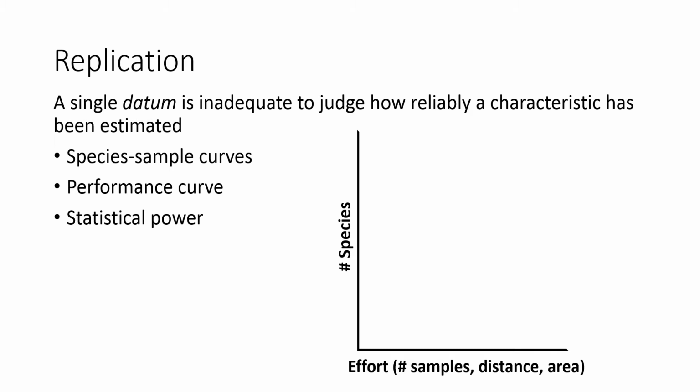So this is basically the idea of a species sampling curve and a performance curve. And you can do statistical calculations, which I'm sure you guys maybe experienced in your statistics class, on trying to calculate statistical power and trying to assess whether you can actually make the sort of inferences that you want to make given the data that you have.